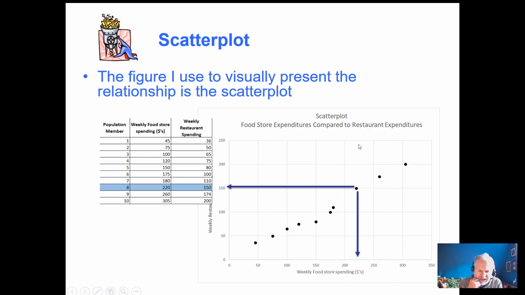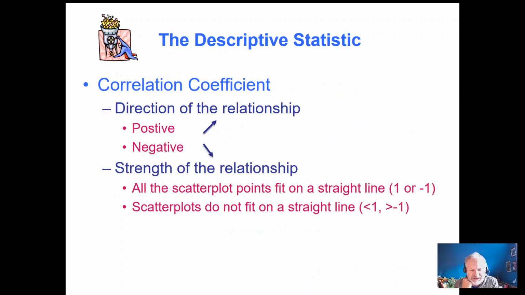So my descriptive stat that describes the relationship has to take two pieces of information into consideration. The direction of the relationship: positive, meaning it goes up, like we have in this situation where the more they spend in food stores, the more they spend in restaurants. I could have a negative relationship. The more they spend in food stores, the less often they go out to restaurants. In that case, it would be the more money spent in food stores, the less time and money they spend in restaurants.